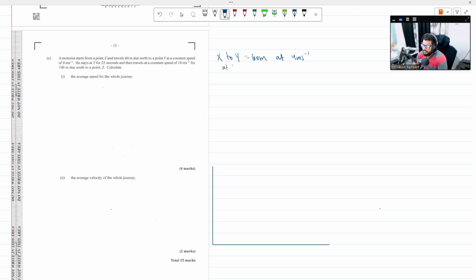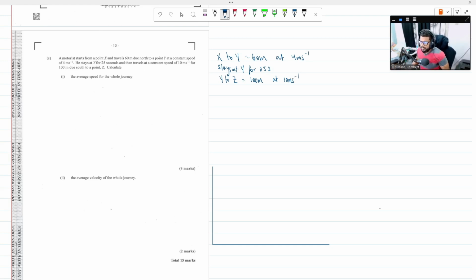So at Y, stays at Y for 25 seconds. And travels at a constant speed of 10 meters per second for 100 meters due south to a point Z. So from Y to Z is 100 meters at 10 meters per second. The average speed for the whole journey.